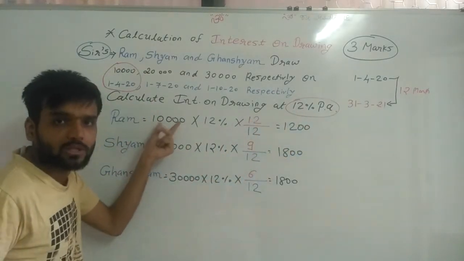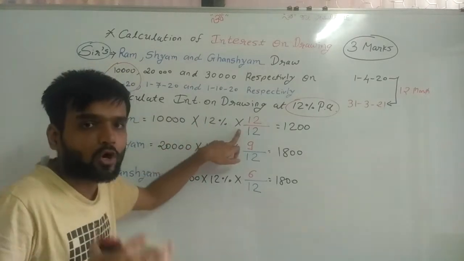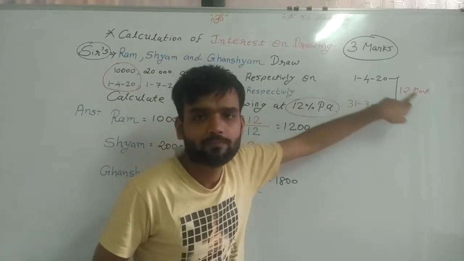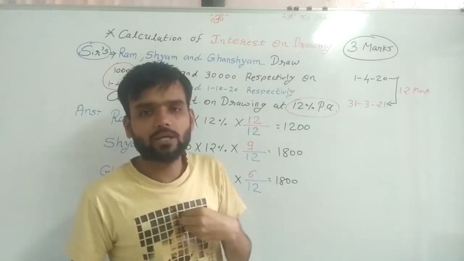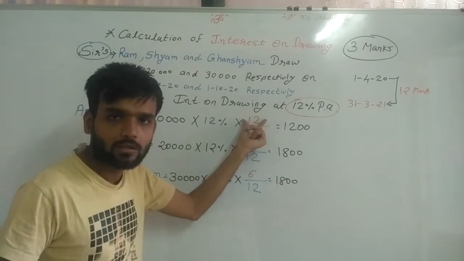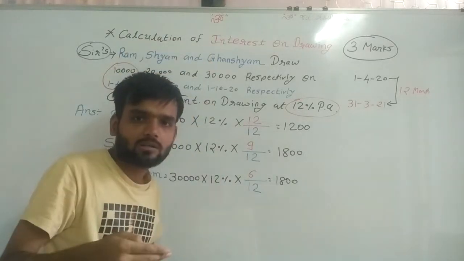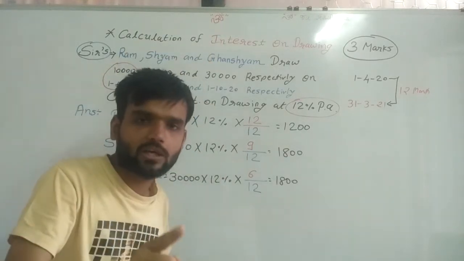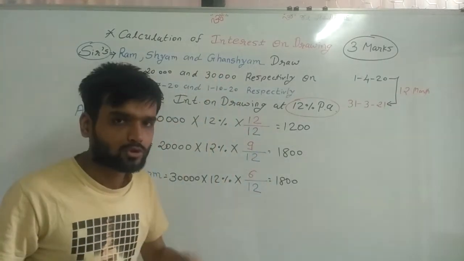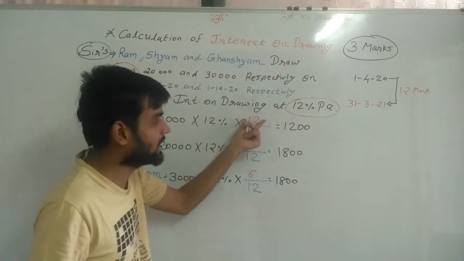So 10,000 into 12% into, for how many months we need to calculate interest? So here 12 months. For 12 months we need to calculate interest. So into 12 divide by 12. Now this 12 is for the year month. In 1 year there are always 12 months. So divide by 12 is there. So 10,000 into 12% into 12 upon 12.